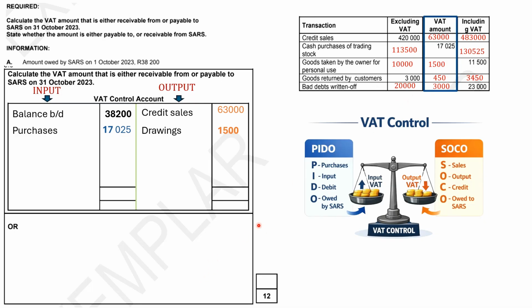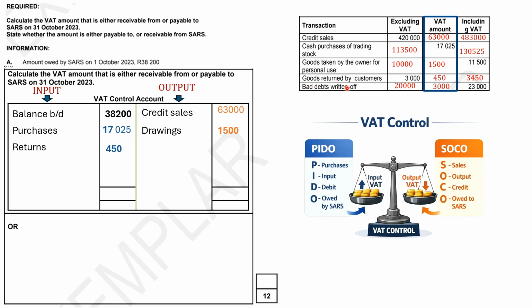Again, follow the stock. Where is the stock? Is the stock coming in or out? Are the goods coming in or out? These goods were returned by a customer. That means these goods are coming in. So we put them under input. Returns 450.